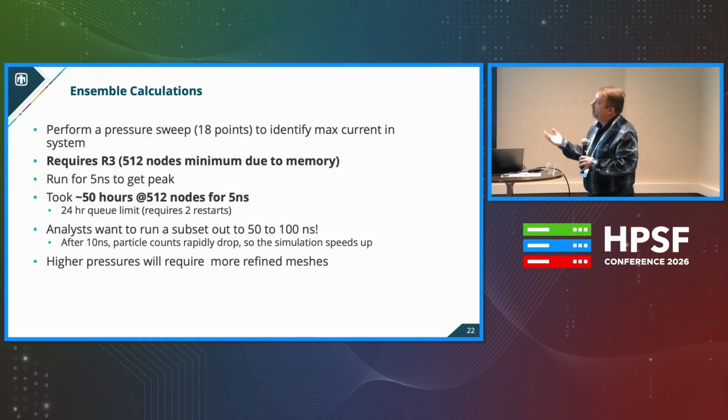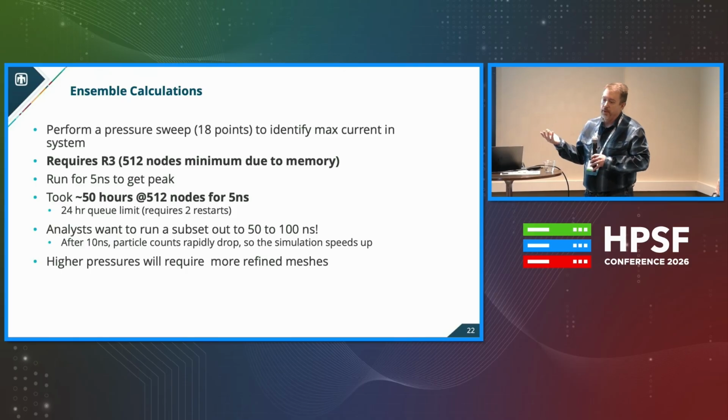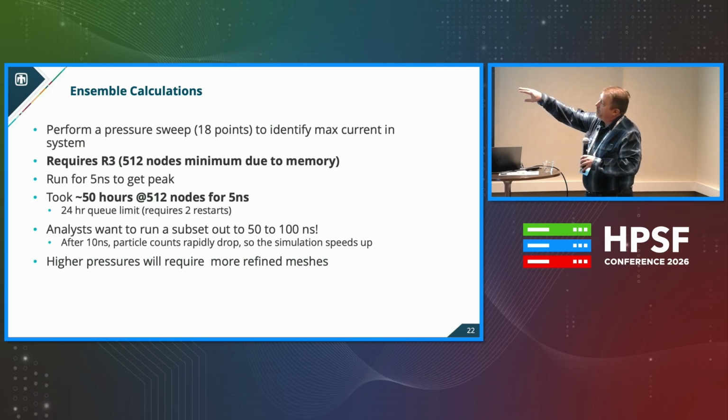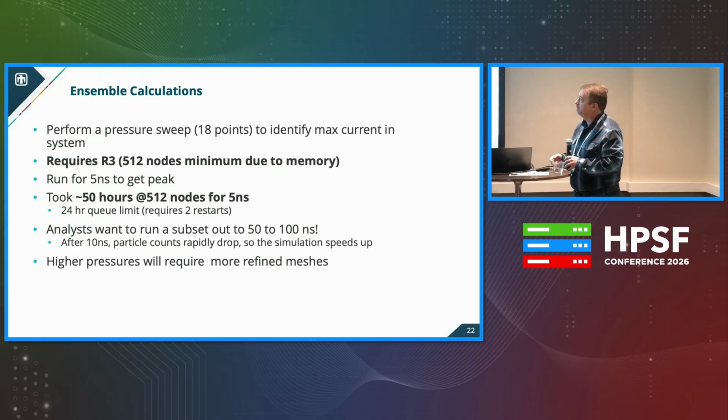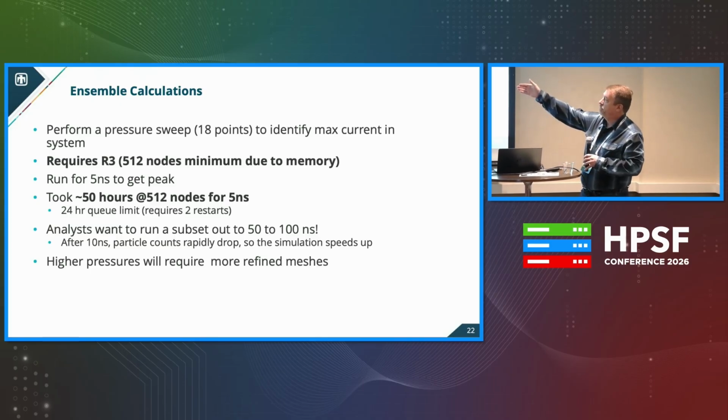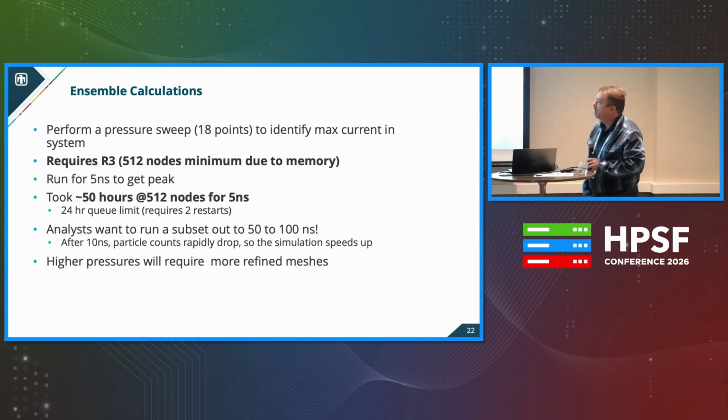What we really care about to get these currents is that we need to perform a pressure sweep. In this case, it was 18 points. We operate under different pressures, and the maximum current in the plasma is going to depend on what pressure you're at. So what we found is that we had to run on the R3 mesh, so we're talking 512 nodes, 2,000 GPUs per run. It takes us a little over 2 days to run out to 5 nanoseconds, which is what you need to really identify the peak current. Although the analysts want to run out 50 to 100 nanoseconds, so you can see this goes into the weeks time scale here.